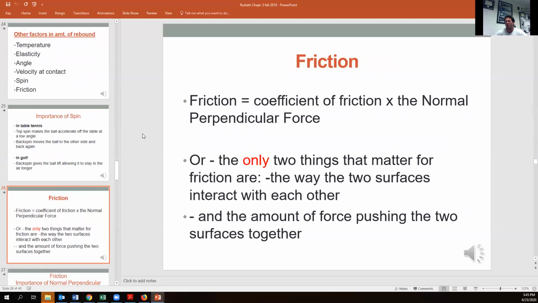And with that, let's talk about friction. Friction is equal to the coefficient of friction, so how much friction there is between the two surfaces, multiplied by the normal perpendicular force. The normal perpendicular force is the amount of force going directly into the ground, so it's the vertical force. If we happen to be on a flat surface, the normal force is going straight down, and we don't have to worry about any of that trigonometry. Whereas if we're on an inclined plane, we're only interested in the perpendicular force going into the surface, whereas the other part of the force is going to the side.